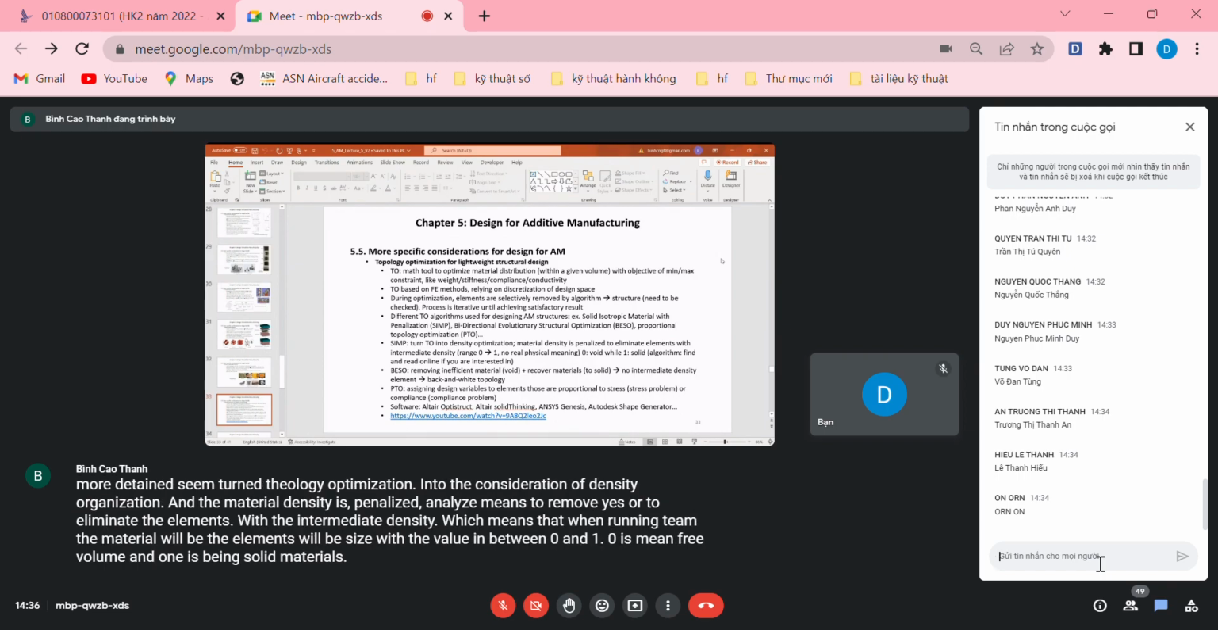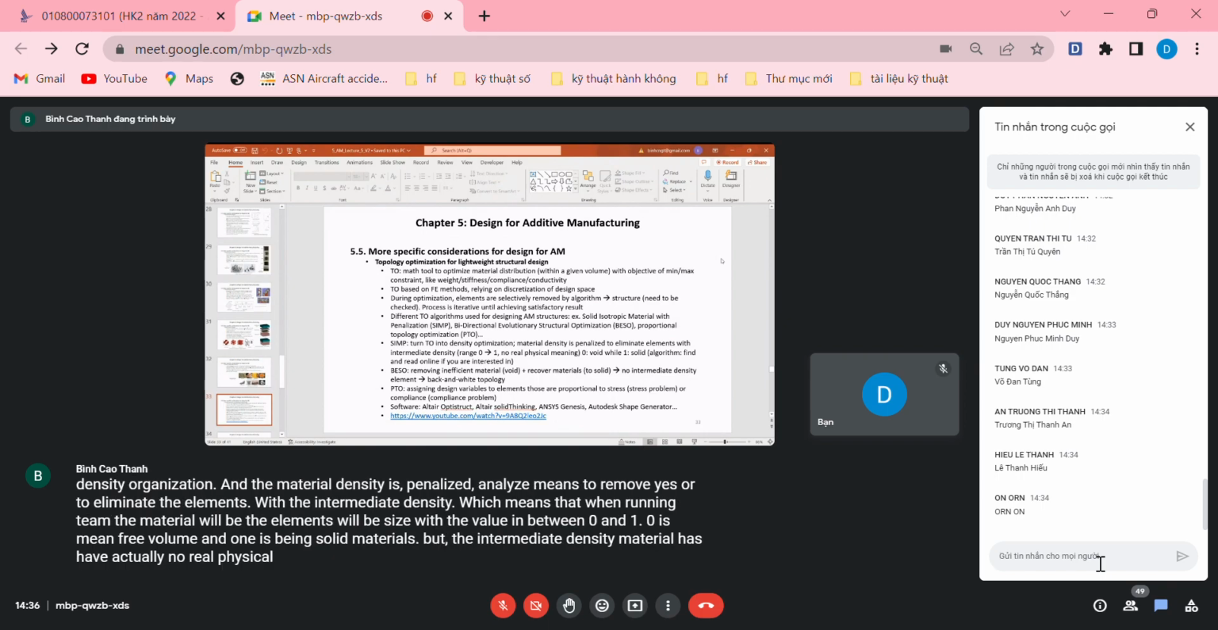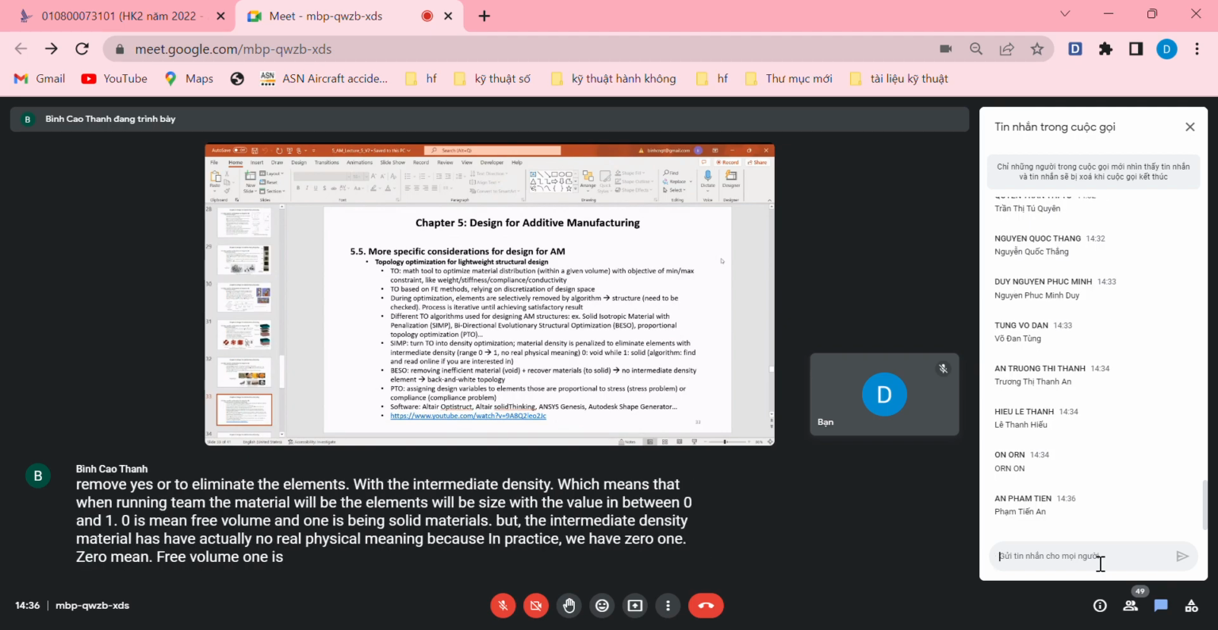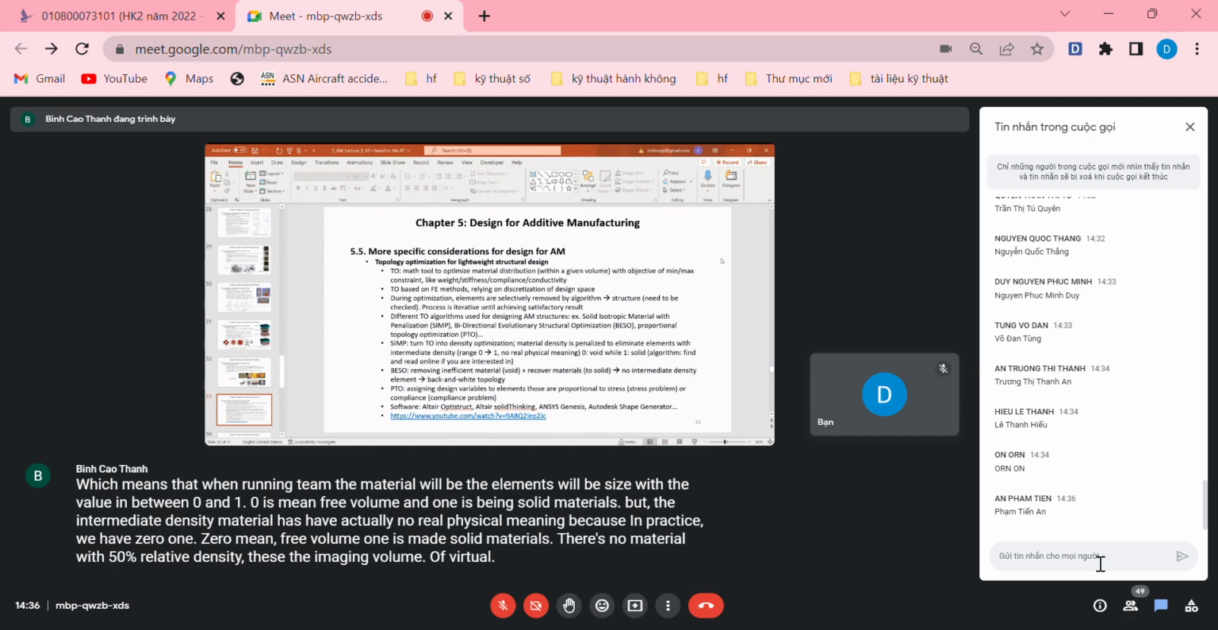But the intermediate density material actually has no real physical meaning, because in practice we have 0 or 1. 0 means free volume, 1 means solid material. There is no material with 50% relative density. This is an imaginary or virtual density.